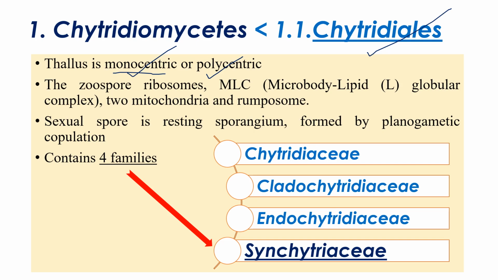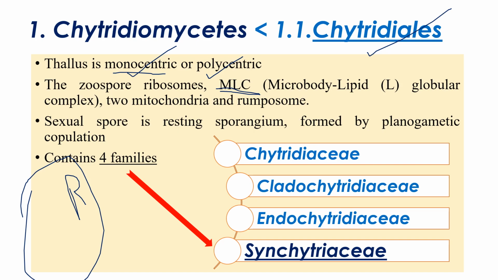If you take a look at the ultrastructure of the zoospore, just imagine it. This is the zoospore, just an overview. It consists of aggregations of ribosomes for protein synthesis, and endoplasmic reticulum, along with the nucleus, with which it is associated. One more important thing is the MLC, which means microbody lipid globule complex.